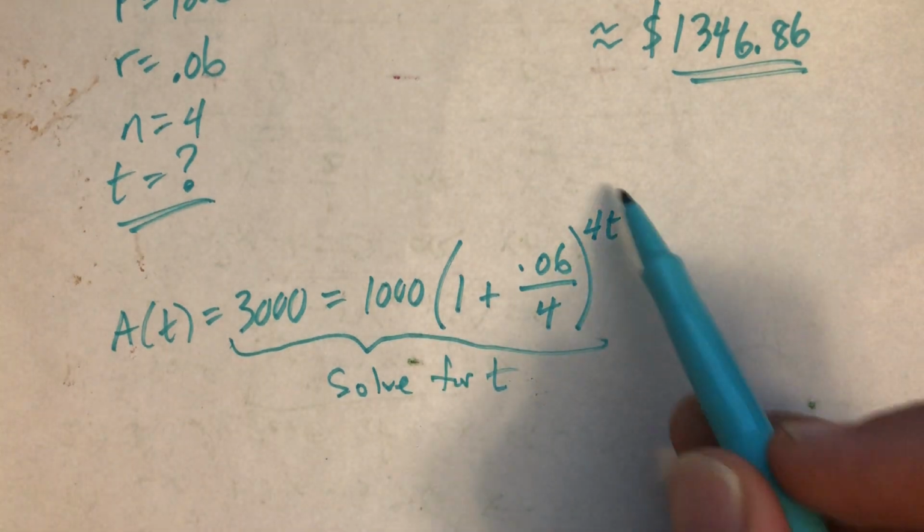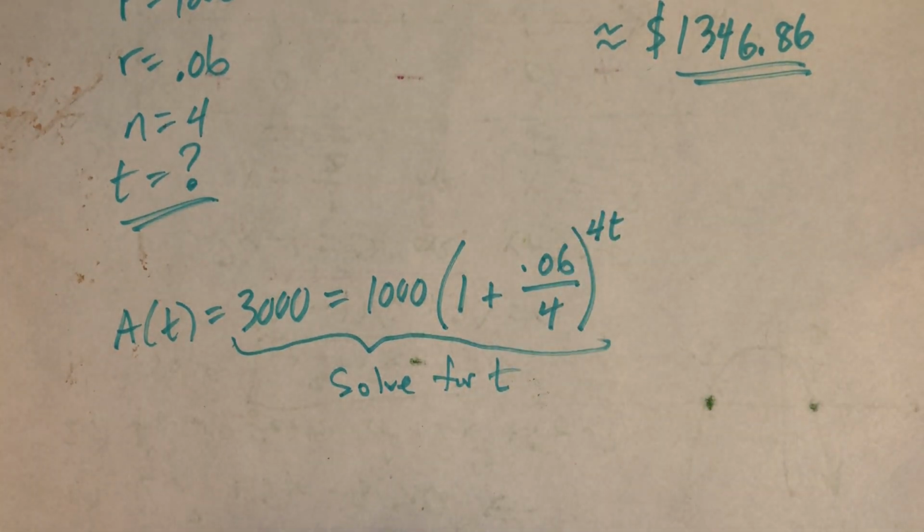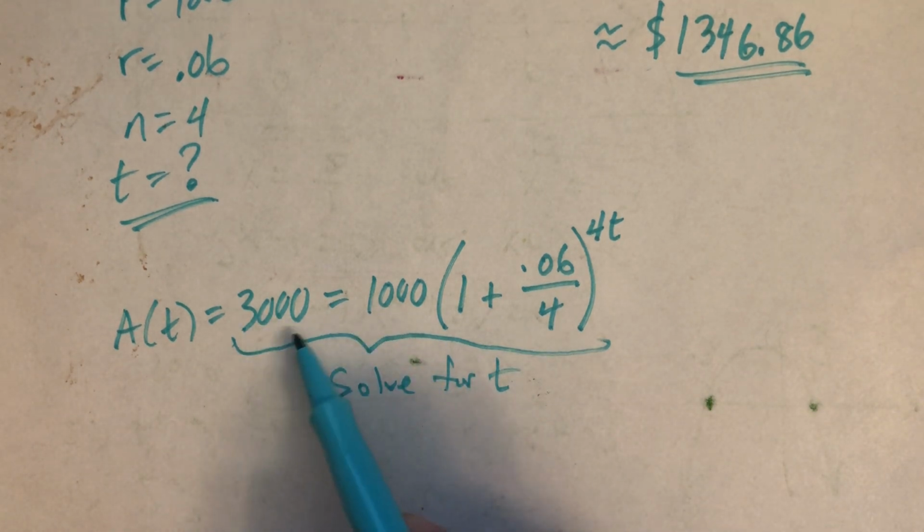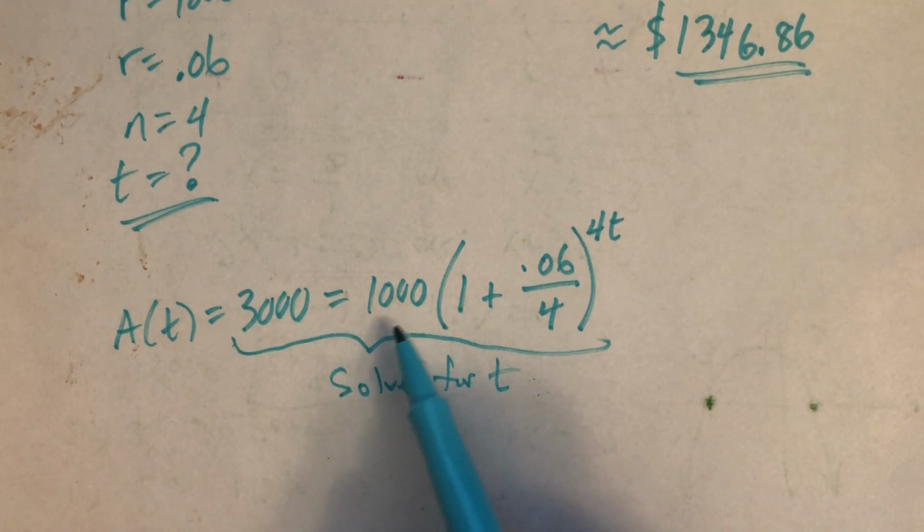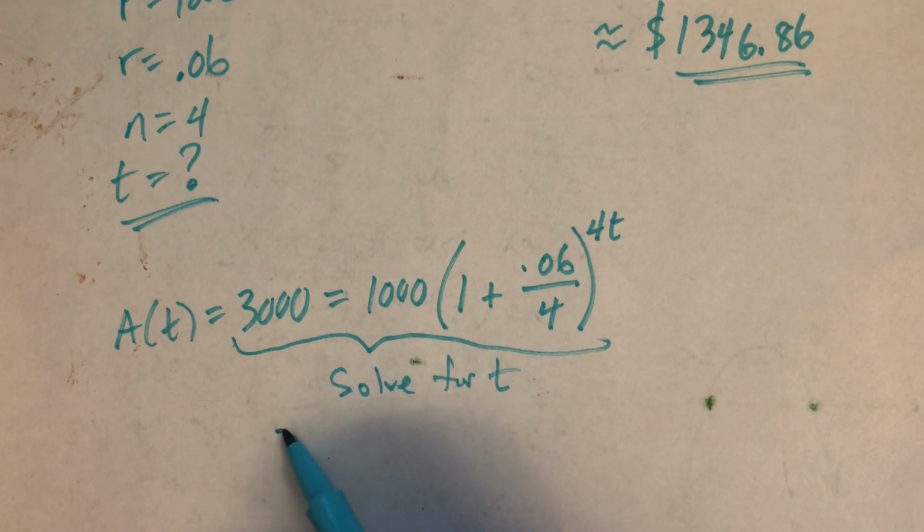Anyway, we want to solve for t, so we want to get t alone. Our first step here is going to be to divide everything by 1,000, right? If we divide by 1,000 on both sides, this just goes away, and this becomes 3.